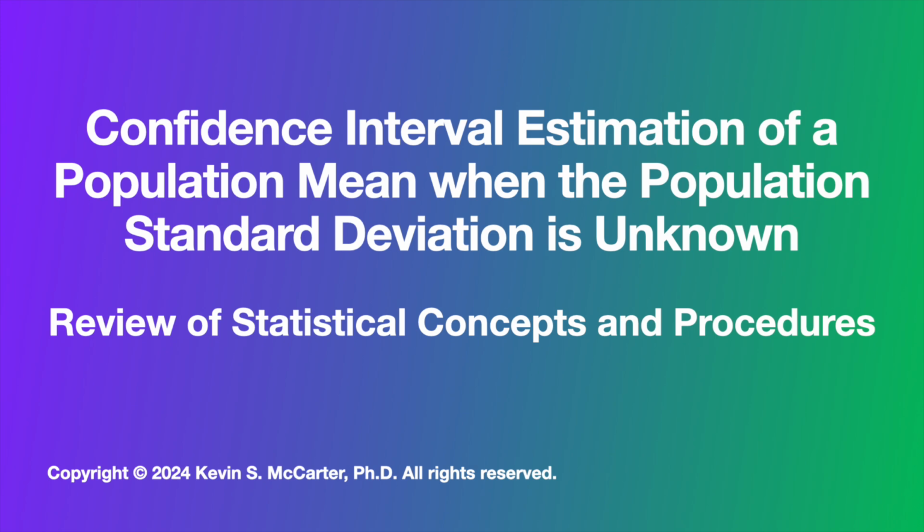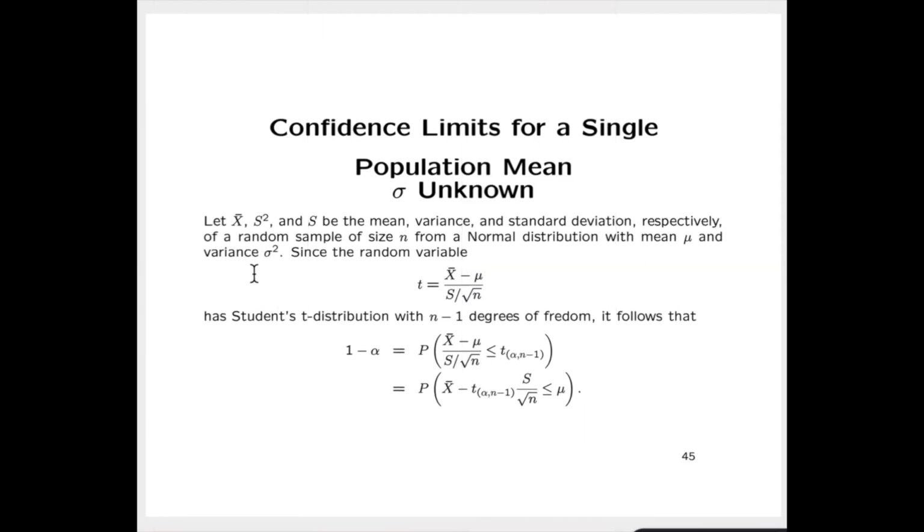In this next subsection, we're going to be looking at how to calculate confidence limits for a single population mean when the population standard deviation sigma is unknown. So let x bar, s squared, and s denote the mean, variance, and standard deviation, respectively, of a random sample of size n from a normal distribution with mean mu and variance sigma squared.